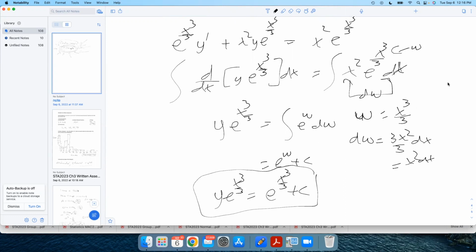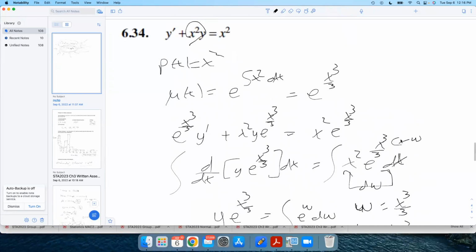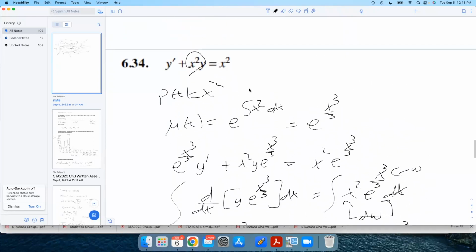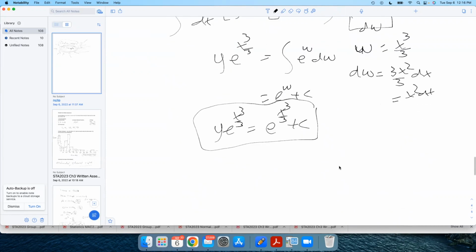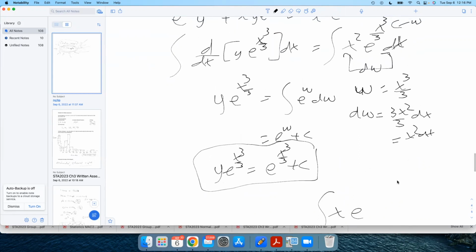The point I want to make here is this problem was set up to work out nicely by having this x squared there. If I had gotten something like this on the right side, we would have no way to do that. I don't even think integration by parts would help. Maybe, might be able to do this one by integration by parts. Yeah, I think we could.